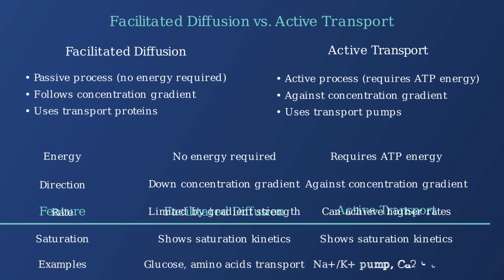Facilitated diffusion is commonly used for glucose and amino acid transport, while active transport includes examples like the sodium-potassium pump and calcium pumps. The fundamental difference between these two transport mechanisms lies in their energy requirements and their relationship to concentration gradients.